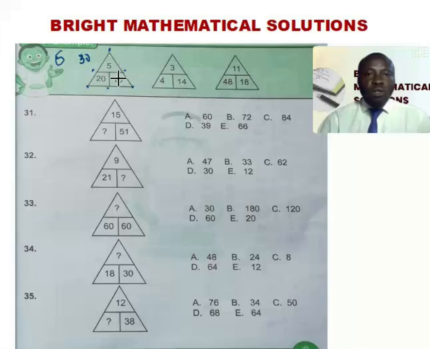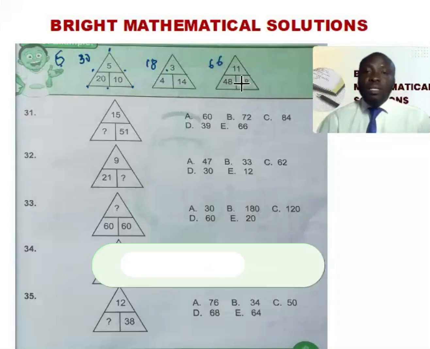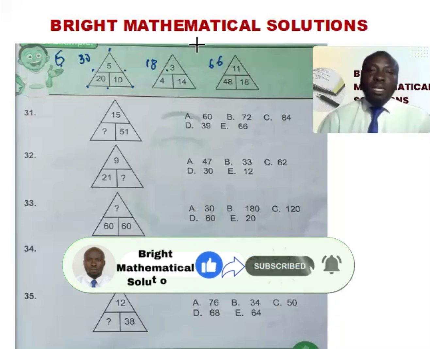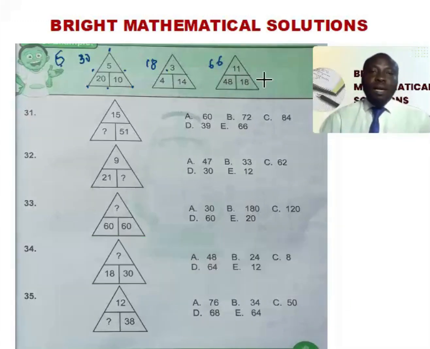So the addition of these two will give us this 30. So let us see whether what we did for this works for this. 3 multiplied by 6, that is 18. 4 plus 14 gives us 18. Let's try for the last one. 6 multiplied by 11 gives us 66. 48 plus 18 gives us 66. So that is the operation that holds within this example. Now let us take that knowledge into the exercise and let us solve.